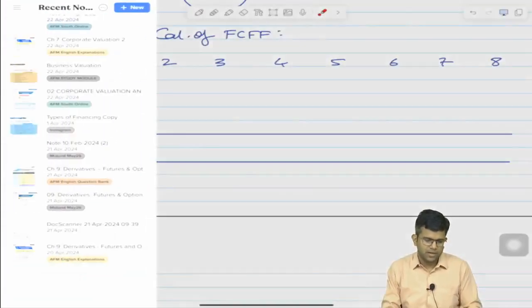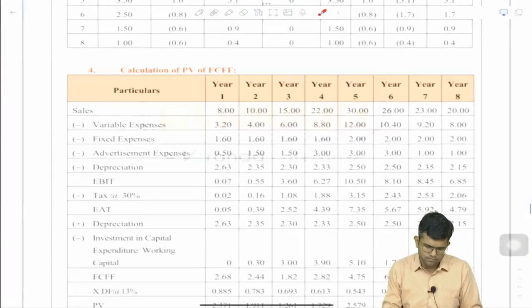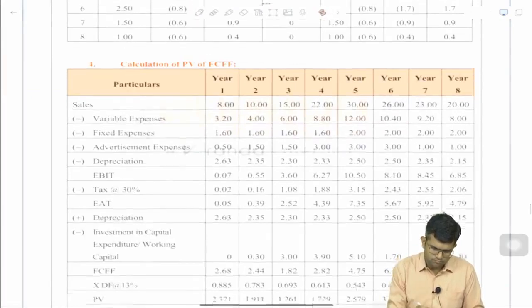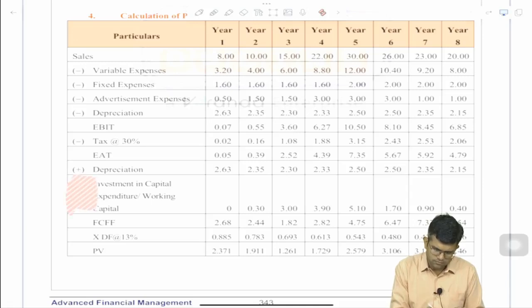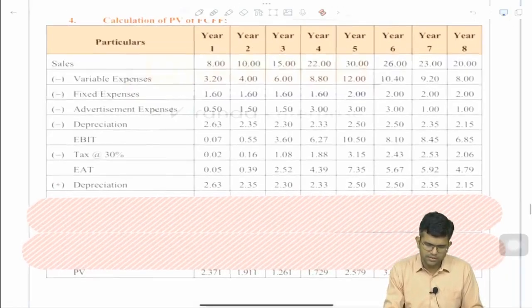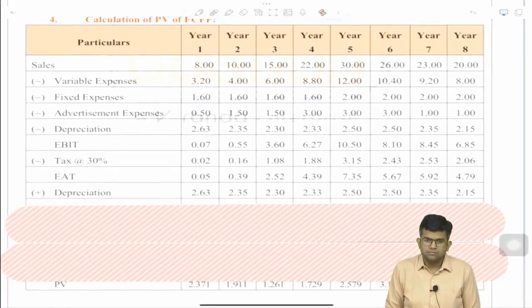All done? Okay, so I will show you your NPAT. Check till NPAT, okay? Okay, please check. Don't check the add depreciation row. That has to be correct. You have to check NPAT.